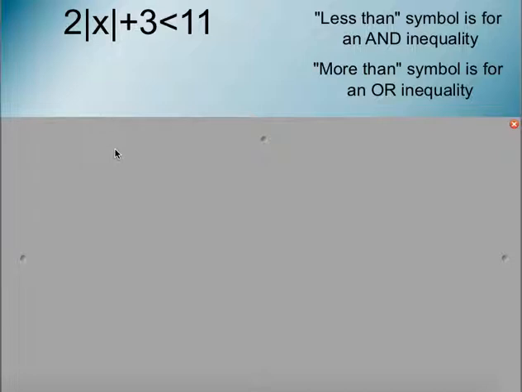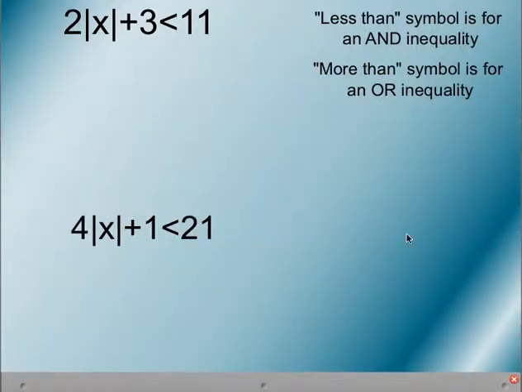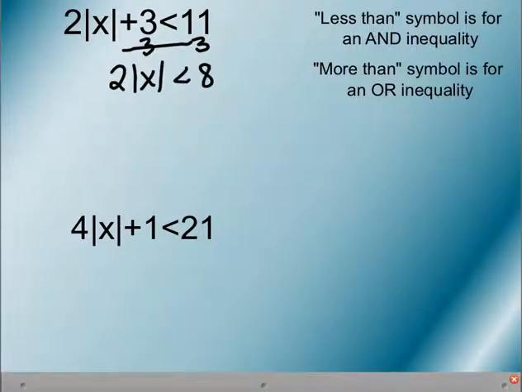If I have 2 times the absolute value of x plus 3 is less than 11, we can already know because this is a less than symbol, it's probably going to end up an "and" situation, so that when we graph it, we have 2 lines going towards each other. Just like any other equation, I have to get something alone. In this case, it's the absolute value. So I'm going to subtract 3 from each side and get 2 times the absolute value of x is less than 8. And I'm going to divide by 2, so we get absolute value of x is less than 4.